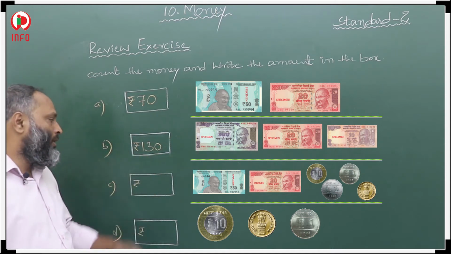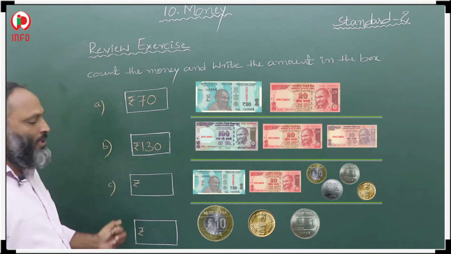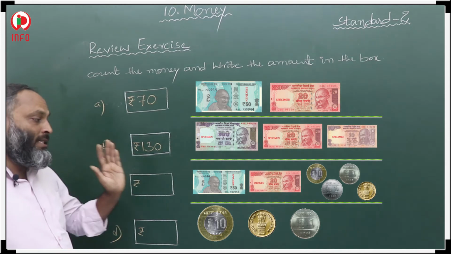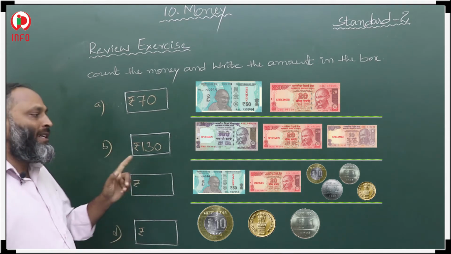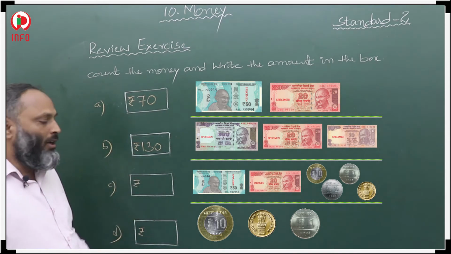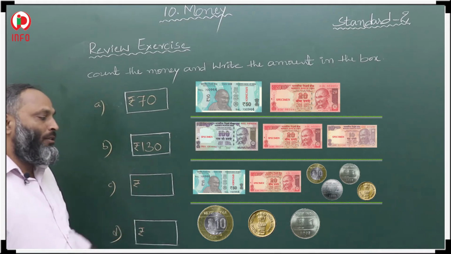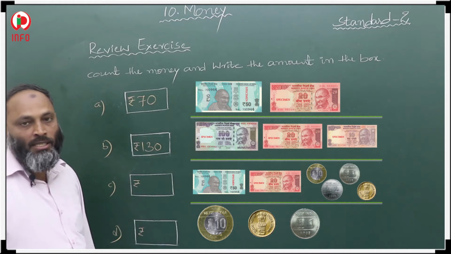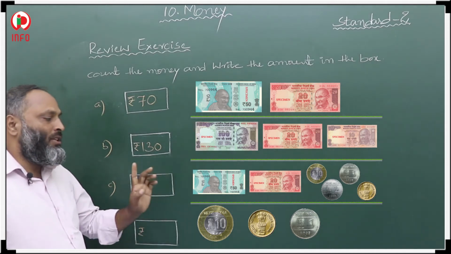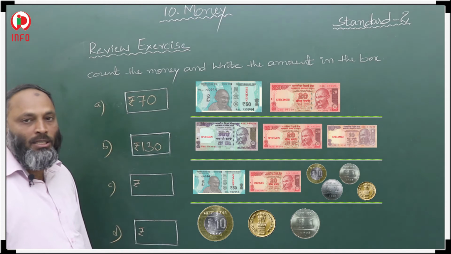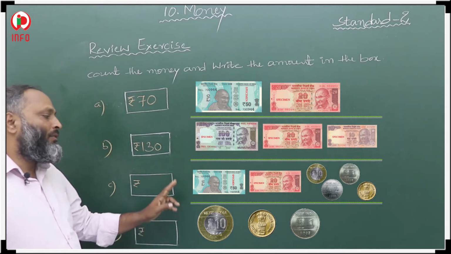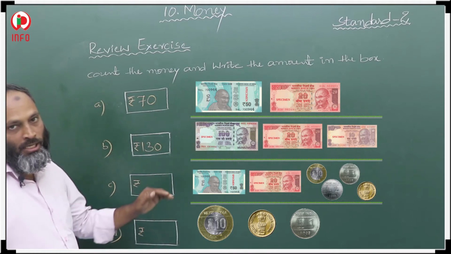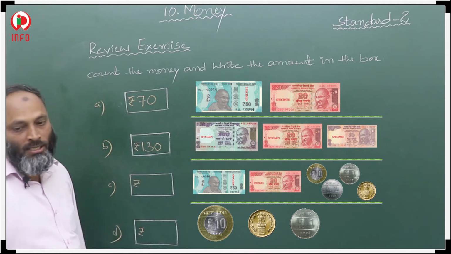130 rupees total amount. In the next question, C, both currency notes and currency coins are given. What is the first currency note? 50 is the first currency note, and after that 20 is the second currency note. 50 plus 20 is 70. So 70 rupees in currency notes. The currency notes sum is 70.